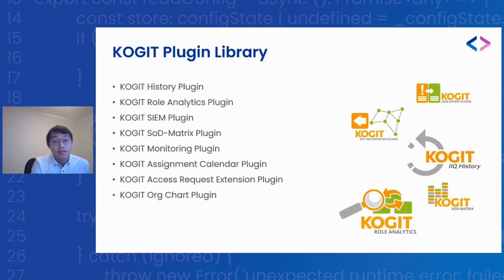From years of experience, we have collected some common use cases and best practices, and published them as plugin solutions on the market. Here is the list of the CoGit IIQ plugin library. Except for the CoGit Ultra plugin, the others are certified and available on Compass to be inquired.